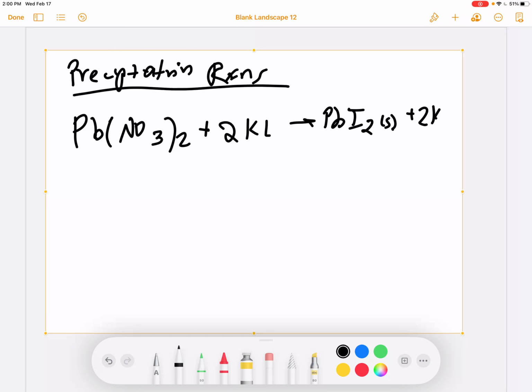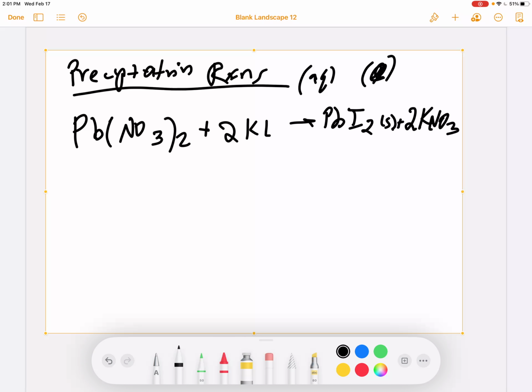Notice that I'm only putting the solid next to the one that's solid. The other ones are all going to be aq, aqueous. Aqueous means that it is dissolving in water. When there's an aq, it means dissolved in water. When there's a liquid, it's just a liquid. It doesn't dissolve in water. H2O will always have liquid next to it. An s next to it means a solid.